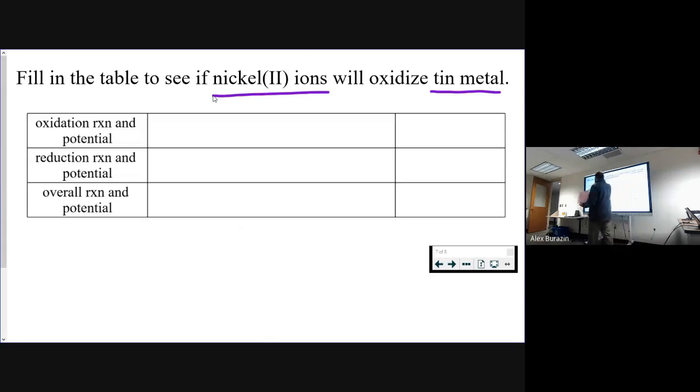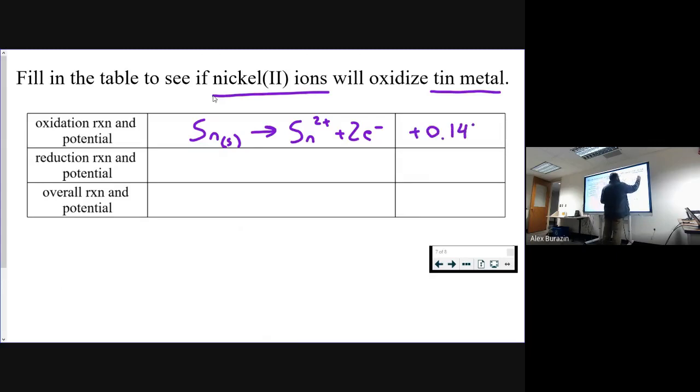Okay, so let's find oxidation. Tin, what's the chemical symbol for tin? Sn. Makes sense. Okay, so I find tin. It looks like it's equation number 7 on your old periodic table. And the reduction potential of tin is negative 0.14. The oxidation potential of tin is positive 0.14.